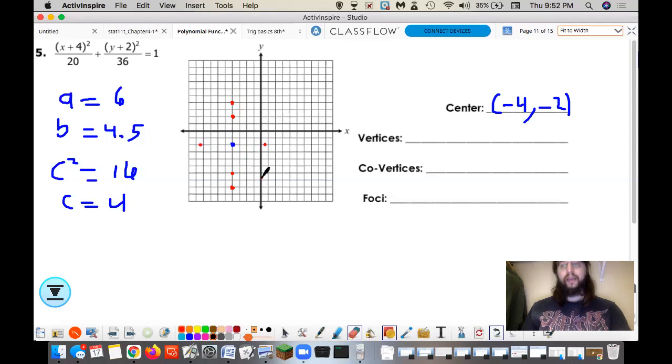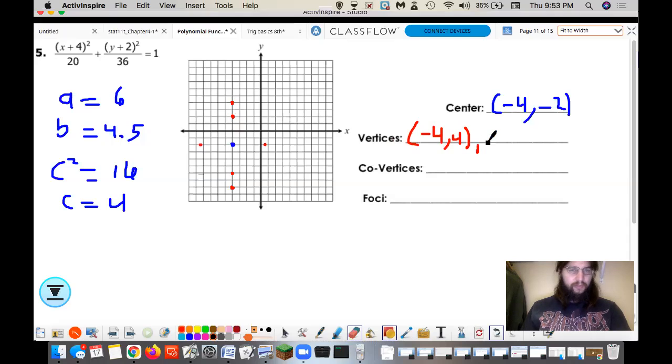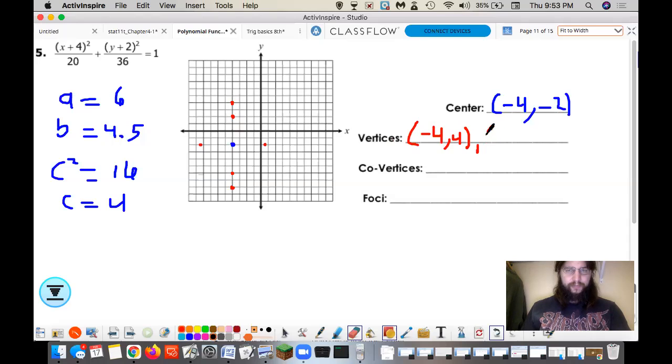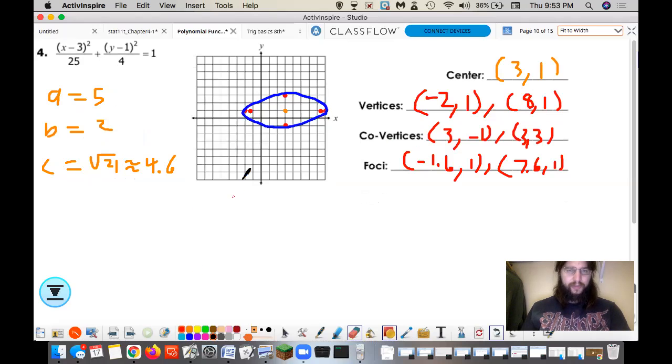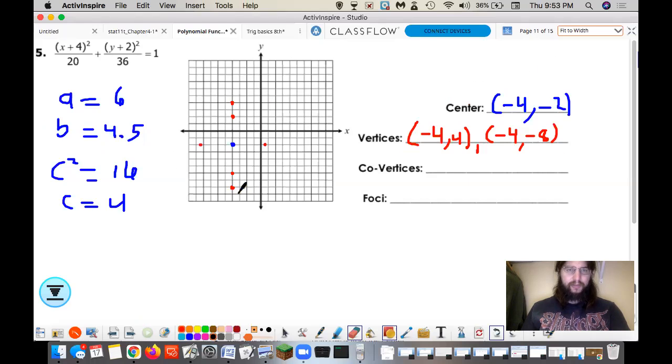Again, get your points before you connect your ellipse. Vertex number 1, -4, 4. Vertex number 2, -4, -8. These are 10 by 10s now. See the difference in the graphs? These are 8 by 8s. These are 10 by 10s, so that's 8.